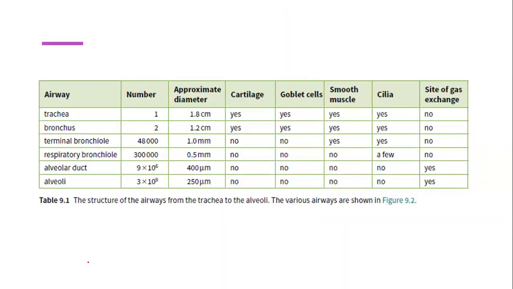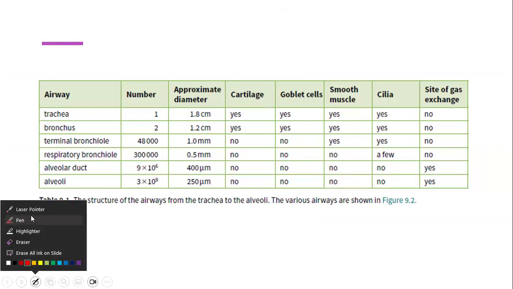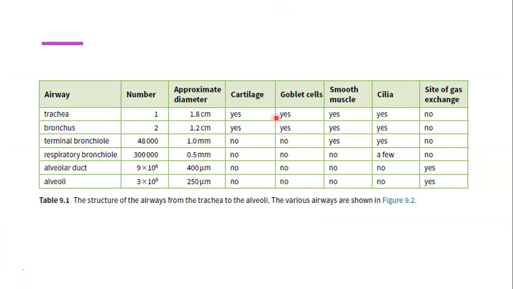So, if we take a look, our trachea will have cartilage inside of it. Our trachea will have goblet cells as well. They will have smooth muscles. Why do we need smooth muscles? To constrict and dilate, to open up the respiratory tract, to constrict it, right? We use the term bronchoconstriction or bronchodilation. Just like in the heart, we studied vasoconstriction and vasodilation. So constriction means narrowing, dilation means widening.